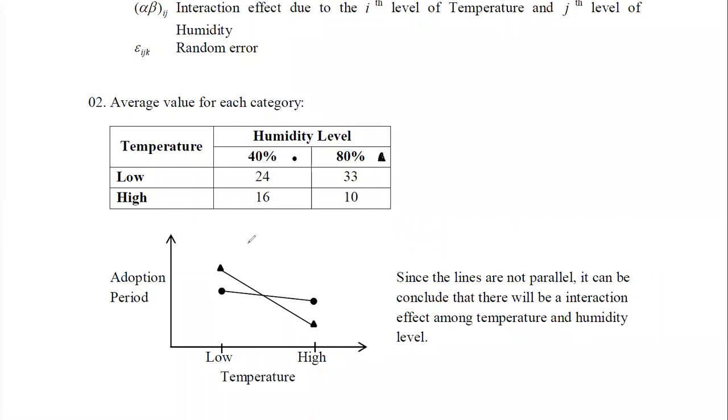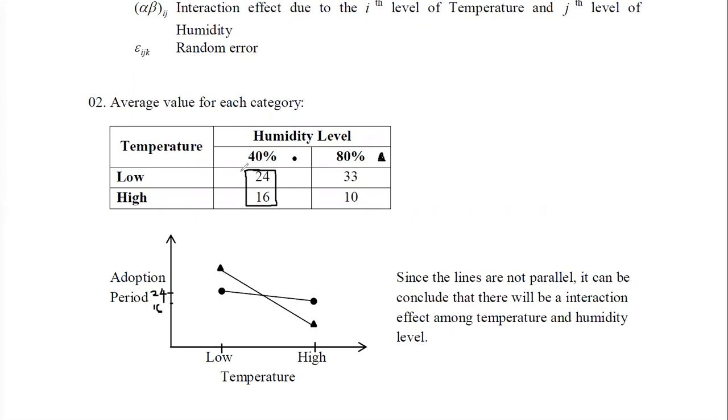Now these are the values I have obtained. First I am drawing this graph. First I am selecting the humidity level of 40%. Therefore, I have to take these two values, 24 and 16. I have marked the 40% level using the dots. The low temperature value was 24, therefore the adoption period was 24 here, and 24 was marked here. Then for the high temperature value, there was a value of 16, therefore I have used 16 here.